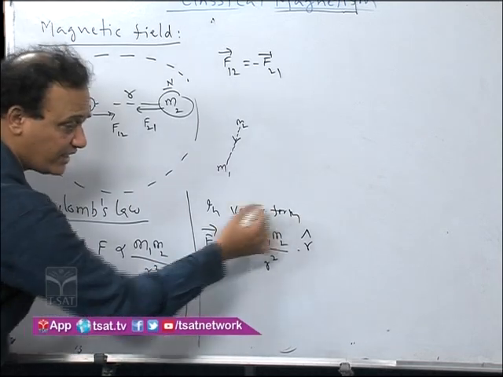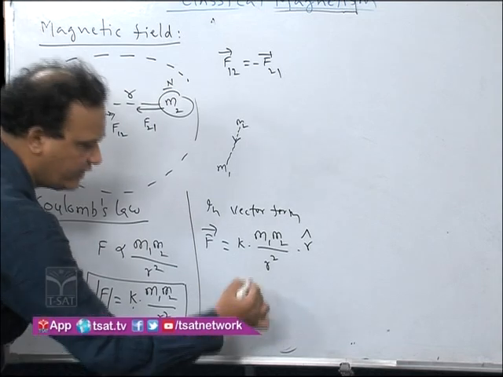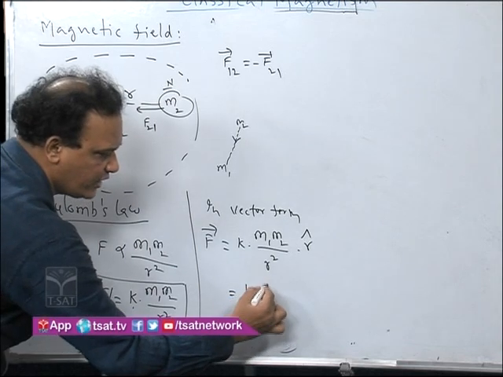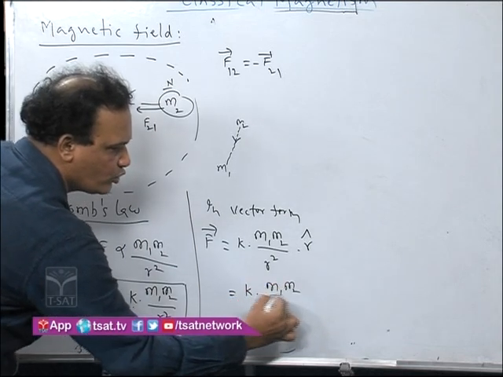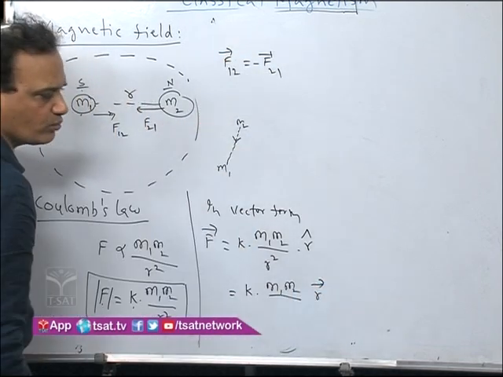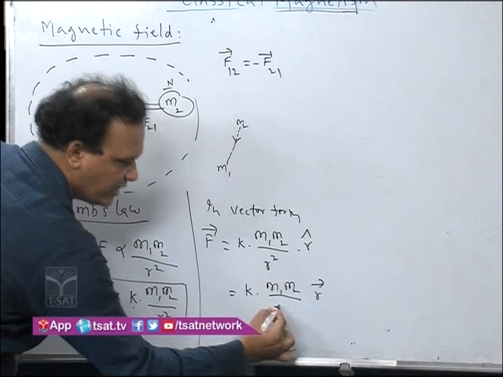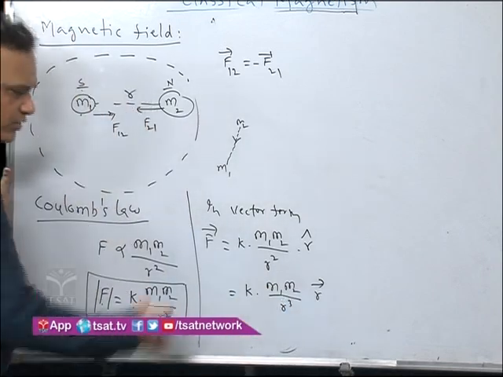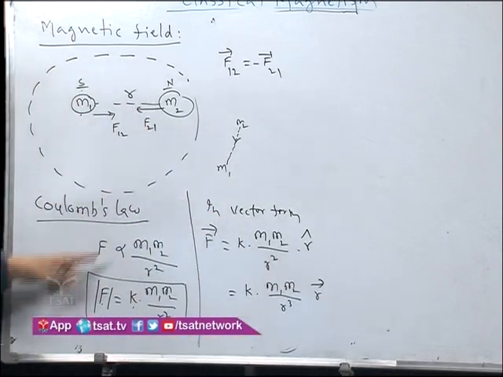In another vector form, here r cube. How is r cube possible? Constant into m1 m2 by, if you consider the vector position from 1 to 2, here r bar, that means r cube. So this is the vector form of this Coulombic force.